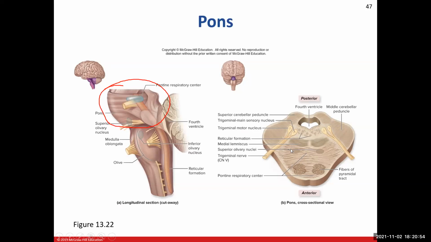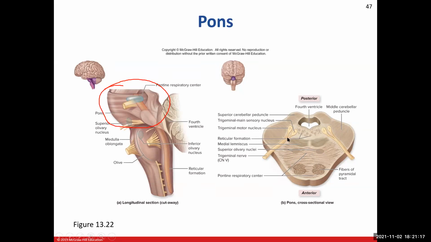but that's where the cerebrospinal fluid is going to be located. And then you can see some of our medial lemniscus here. Again, that's an ascending sensory pathway. And then we have our pontine respiratory center here and here. And we'll also see some fibers of the pyramidal tract that has to do with voluntary motor movement.